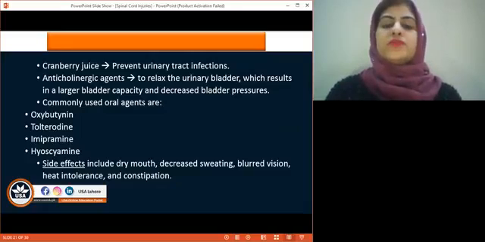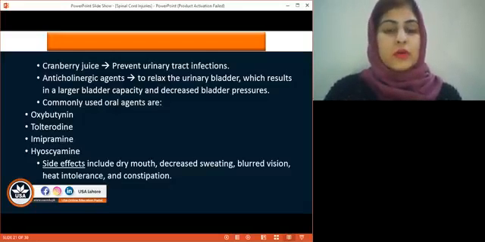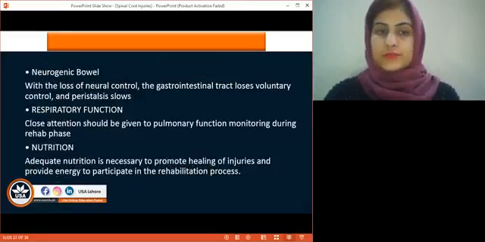Anticholinergic agents can also be used, which relax the urinary bladder and result in larger bladder capacity and decreased bladder pressures. Commonly used oral agents are oxybutynin, tolterodine, imipramine, and hyoscyamine. The side effects of these oral agents can include dry mouth, decreased sweating, blurred vision, heat intolerance, and constipation. So you need to monitor all these things while you are giving these oral agents.